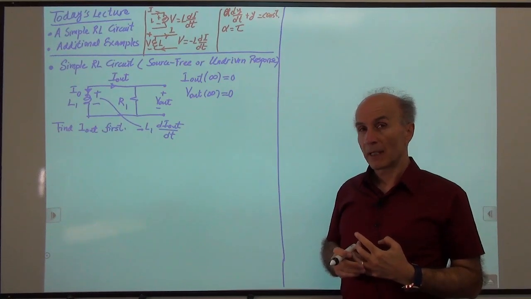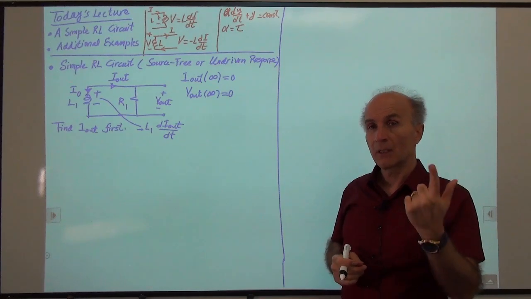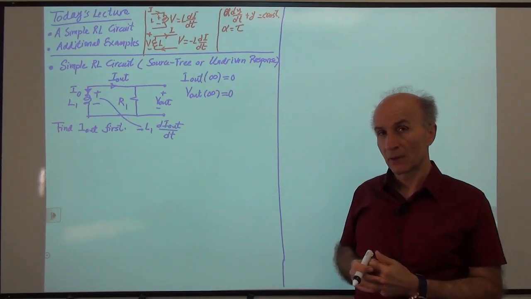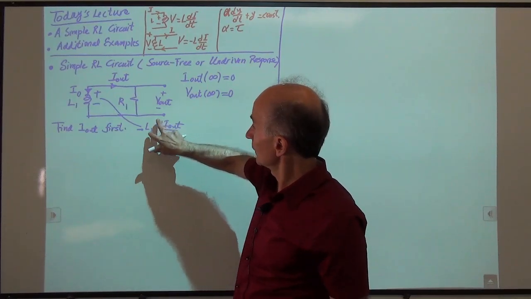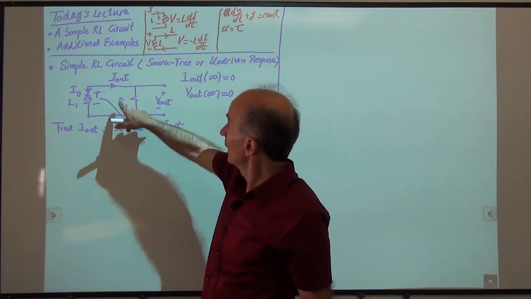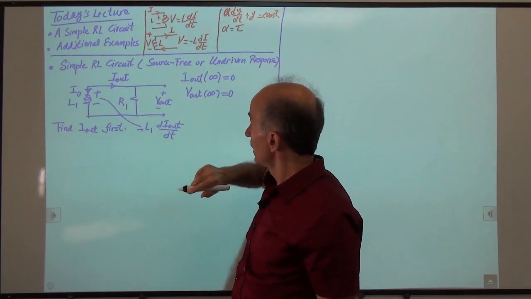Okay, I have the voltage across the inductor. Can I find the current through the resistor? Sure, the current through the resistor is just that voltage divided by the resistor, or we already have the current, so we multiply that current by R1.